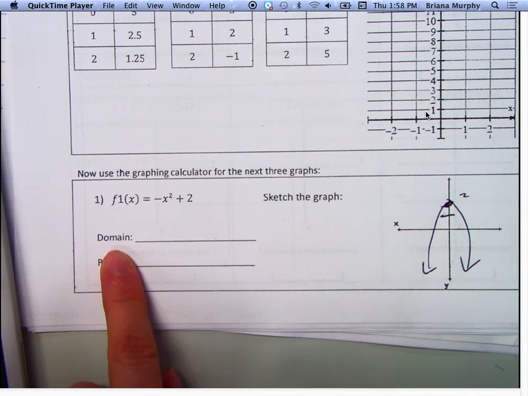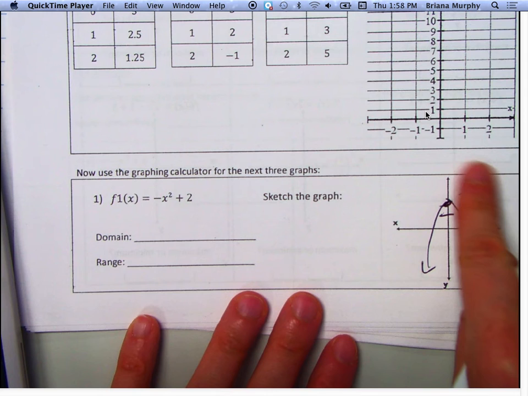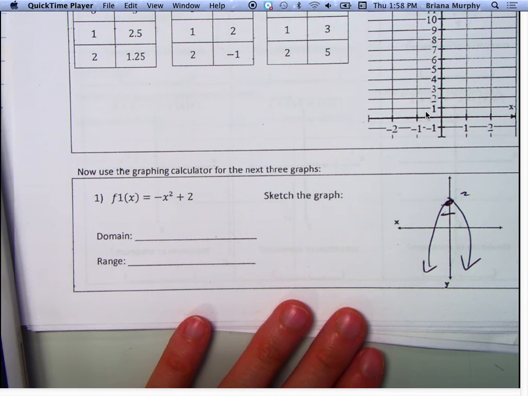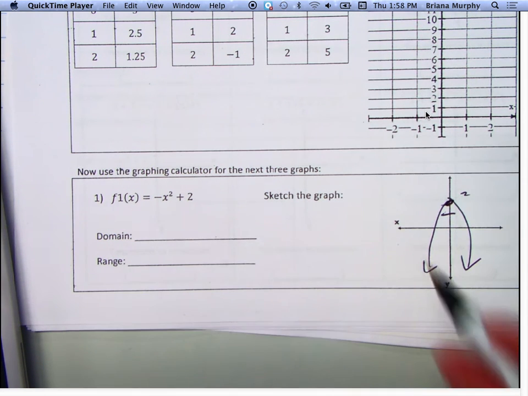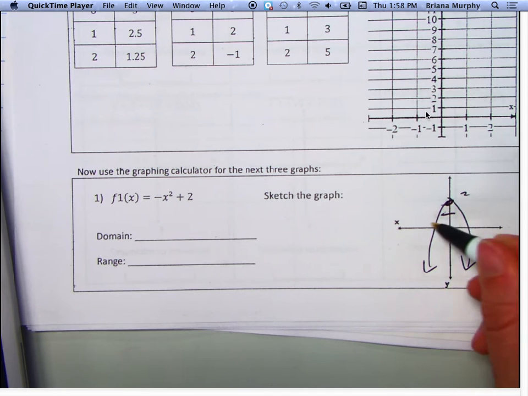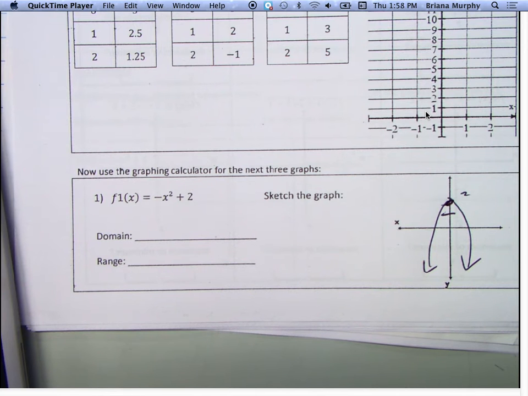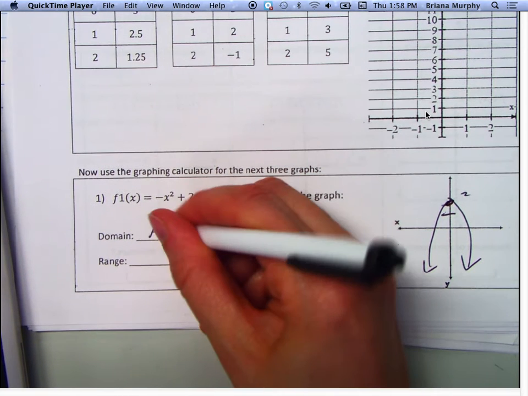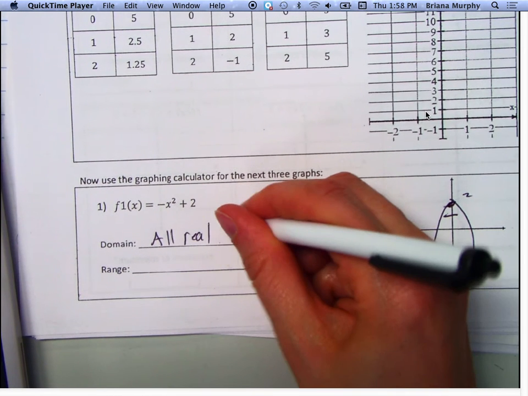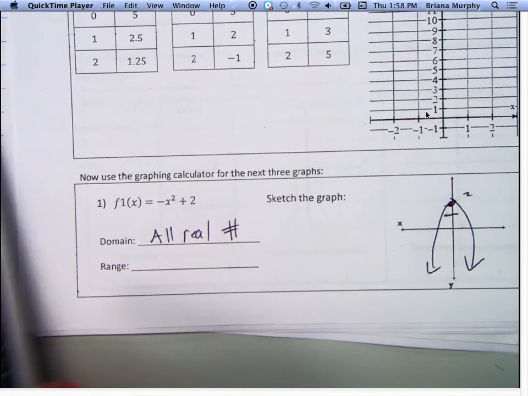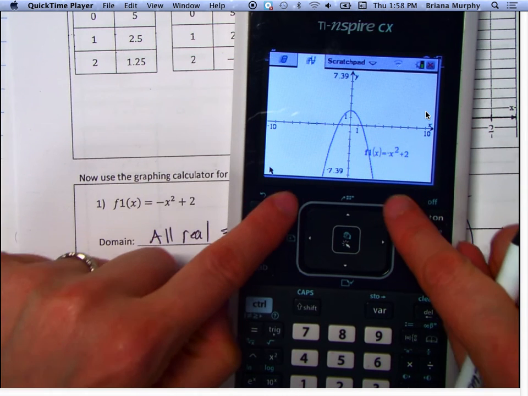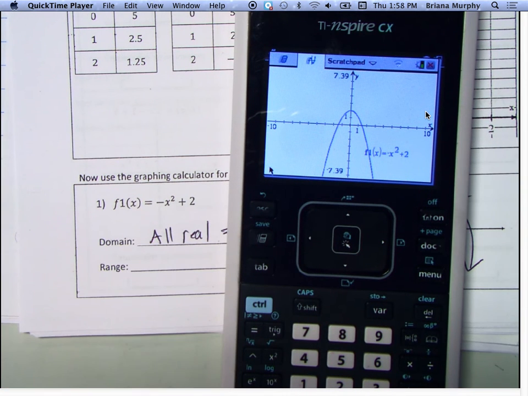What is the domain? What are the possible x's for this? Is there anything that it can't be? Look at the x-axis. Is there anything that you think it couldn't be? No, it's all real numbers. How do you know that? Because if you look, your graph keeps getting wider and wider. There's nothing that says it can't be this. It doesn't stop somewhere. The only way that would happen is if it was straight. I'll show you ones where we will have something for domain, but this would be one.